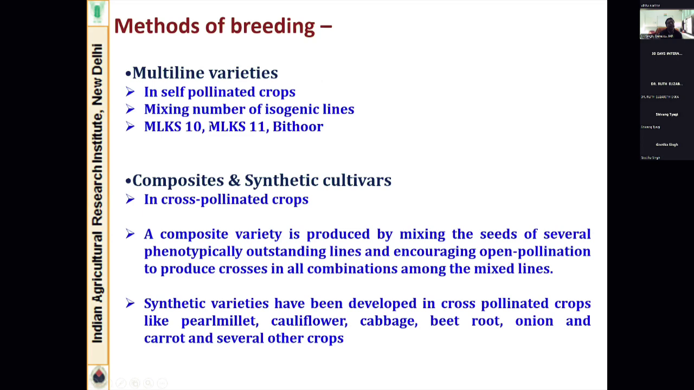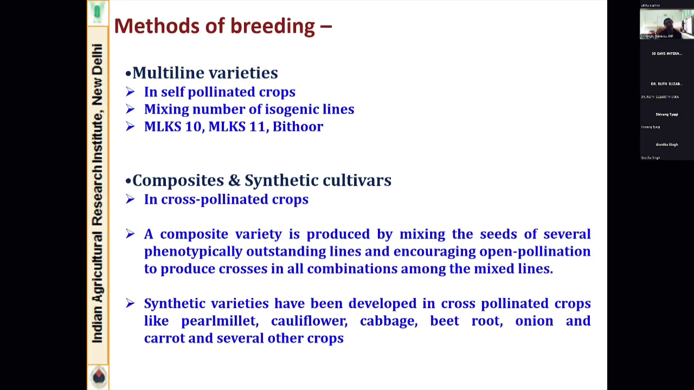Among these, one term coming up is multi-line varieties, mostly in self-pollinated crops. It is the mixing of a number of isogenic lines. Isogenic lines means the lines which differ at one locus only. Almost all the traits are similar, but they differ for one trait. In wheat, the multi-line varieties were first developed, MLKS 10, 11, and B2. In this, they are resistant to different rust pathotypes, and other traits remain the same. So mixing of those different isogenic lines made multi-line varieties.